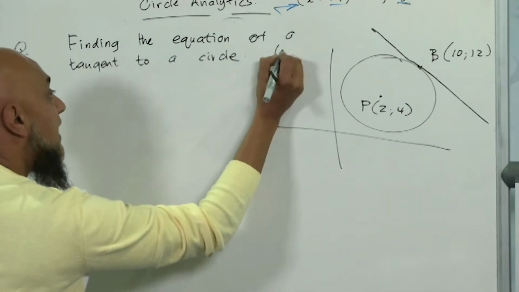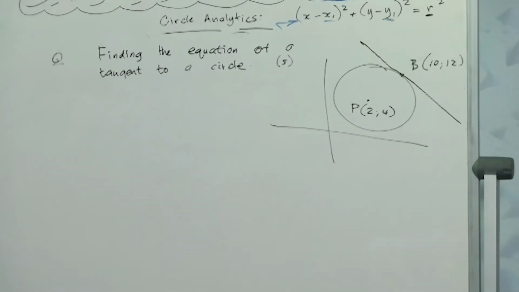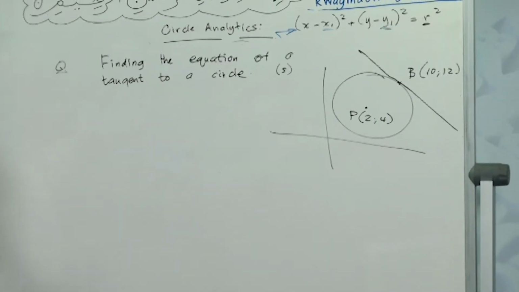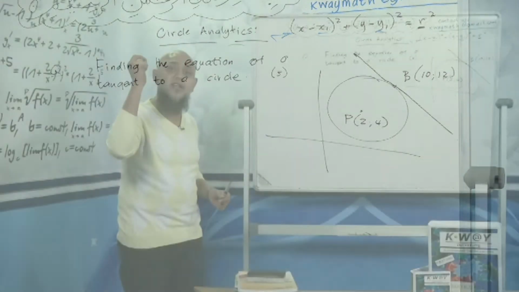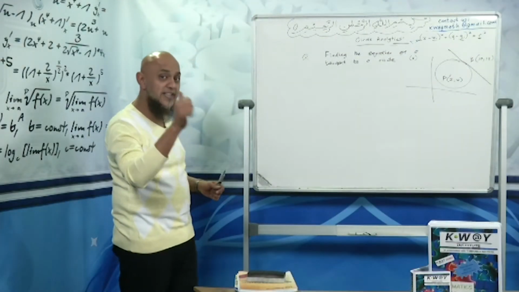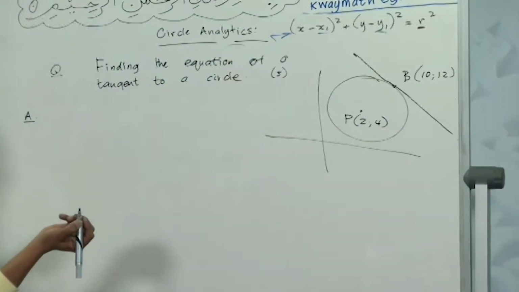So the question could tell you in the exam that a circle with center P (2, 4) has a tangent passing through the point B (10, 12) on the circumference. Determine the equation. Find the equation of the tangent to the circle. Right. In your final answer, this is where you're going to start.